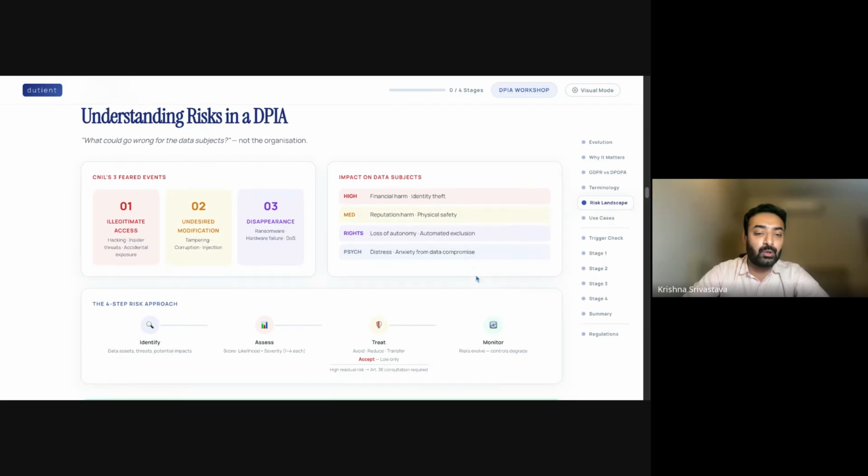The four-step risk approach is a fairly standard risk approach: you identify risks, you identify data assets, you identify threats, you identify potential impacts. So when you conduct a DPIA, you can't just look at the process. You have to look at people, process, and technology. You will have to look at APIs, downstream systems, integrations, and plugins that you are using for that entire process.